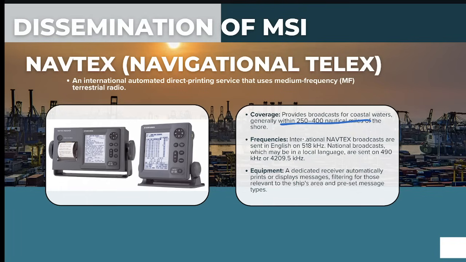You can see here also the frequency for the international NAVTEX broadcast. This dedicated receiver automatically prints or displays messages, filtering for those relevant to the ship's area and preset message types.